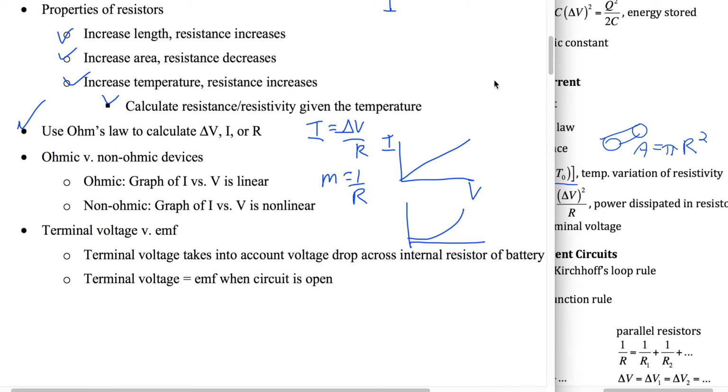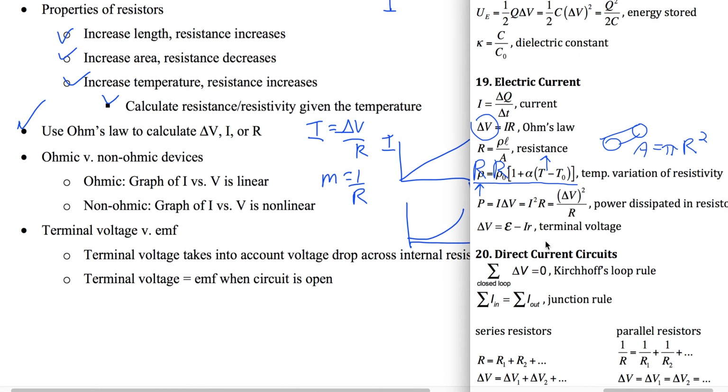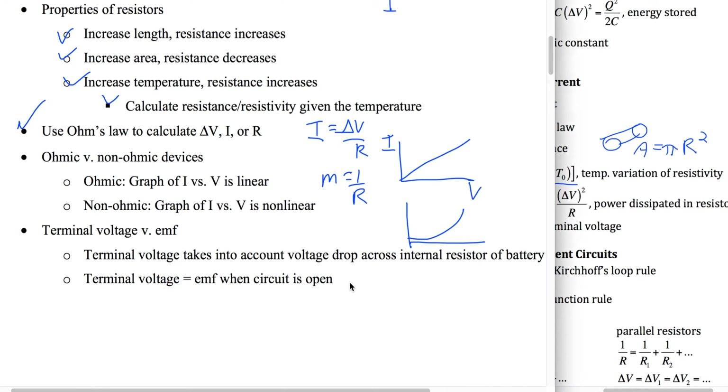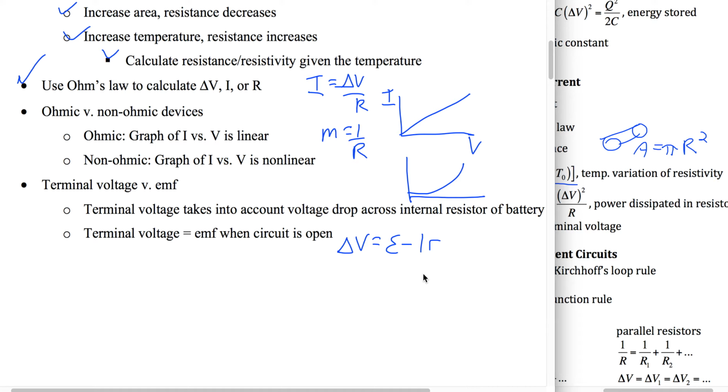And the last thing in this chapter is terminal voltage. Now, the equation that we have here is delta V equals EMF minus Ir. I'll go ahead and write it here. So that is the terminal voltage, so you really want to understand what this means.